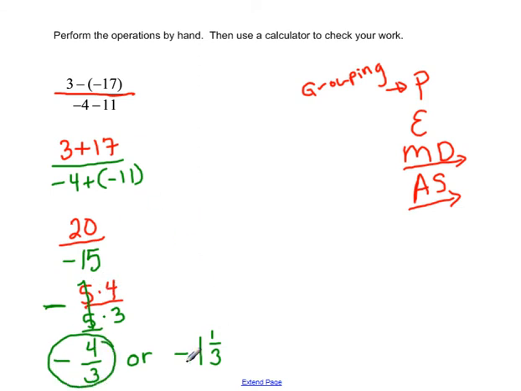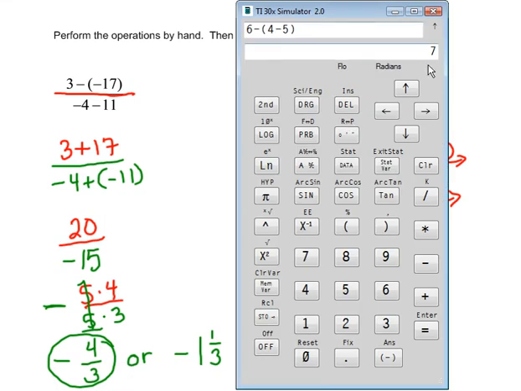Let's take a look at our calculator and see how we can use our calculator to check our work. If we check the numerator, we can say 3 minus negative 17. I'm going to use my parentheses there and close the parentheses. That gives us 20 for our numerator, which we saw before. If we check our denominator, negative 4 minus 11, and watch the difference between the negative sign and the subtraction sign. That gives us the negative 15 for our denominator.